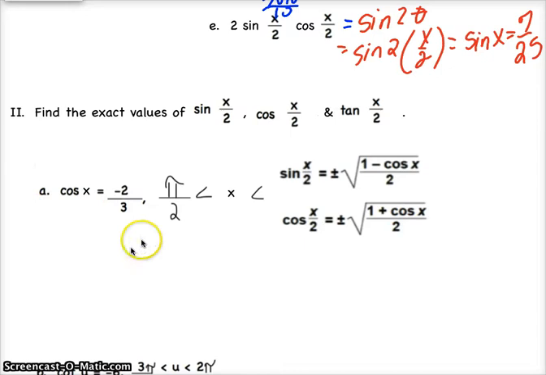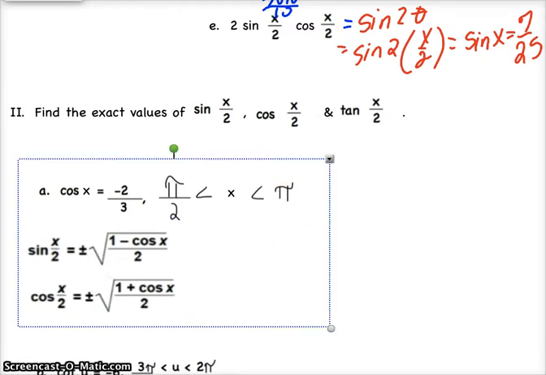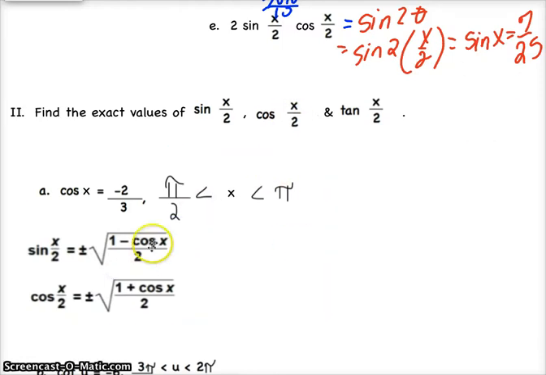So the nice thing about Roman numeral 2a is you've been given the cosine of angle x. So it is not necessary to draw a triangle. So let's go on and fill in that information now. I want you to pause the screencast and fill these in and then press play again so you can check to see if you filled the two formulas in correctly. Remember to look at the quadrant of the half angle when determining whether or not the radical is positive or negative.